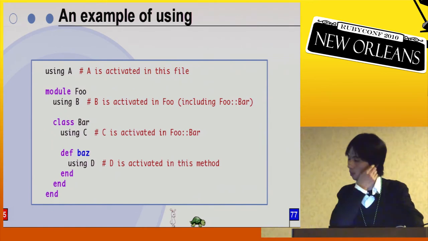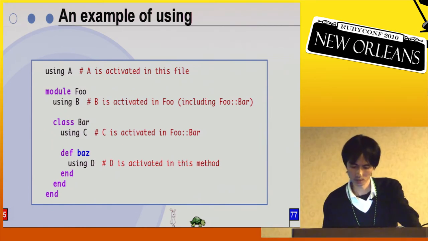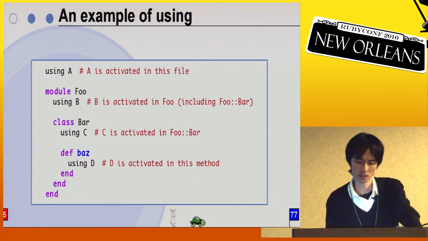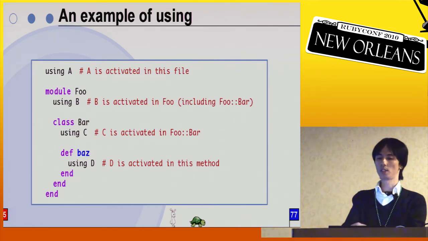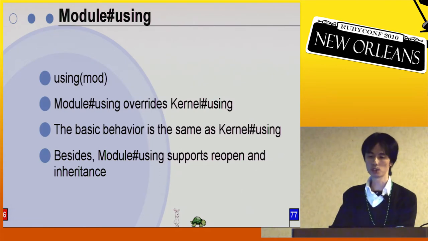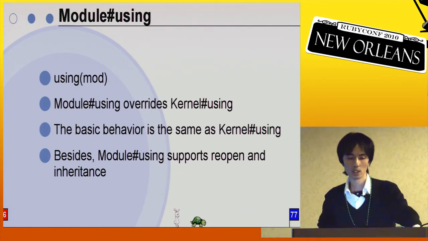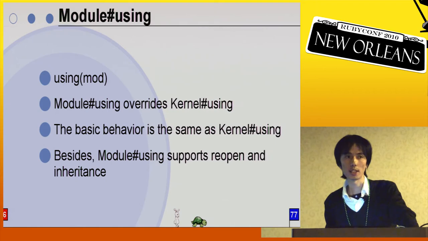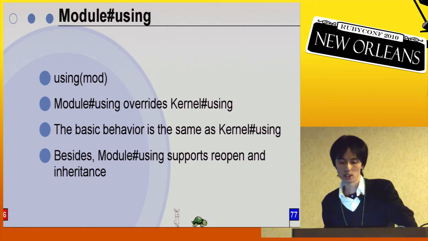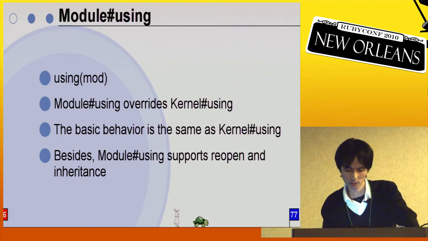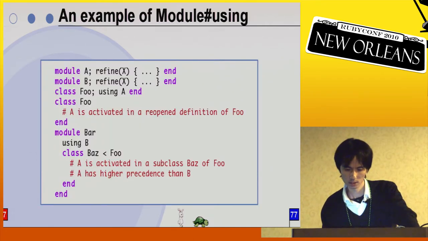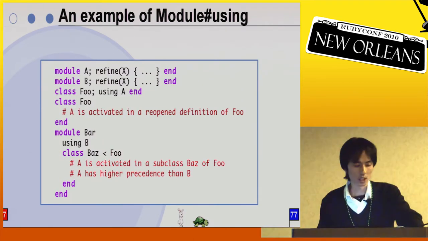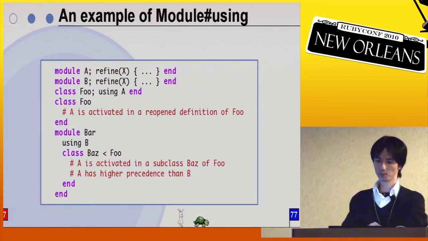This is an example. I also added Module#using. Module#using overrides Kernel#using. The basic behavior is the same, but besides, Module#using supports reopening and inheritance. This is an example of Module#using.